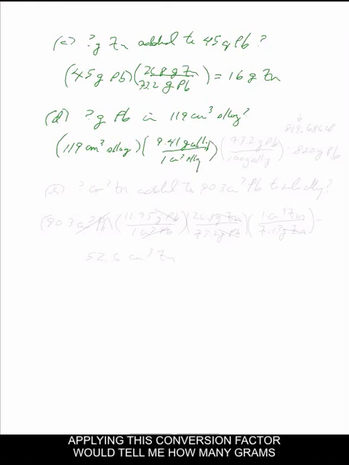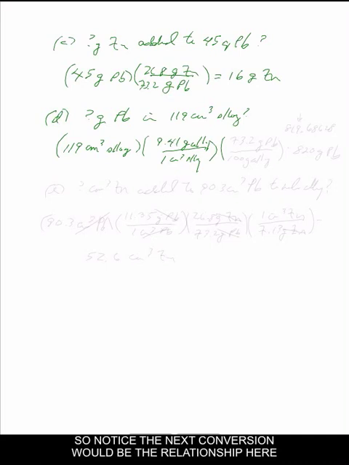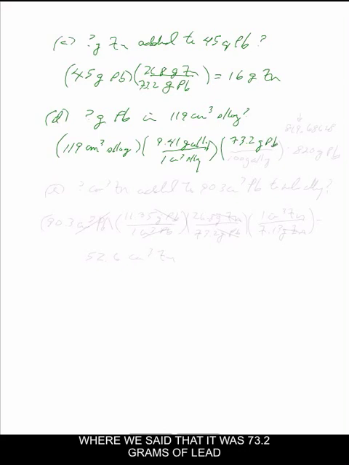Applying this conversion factor would tell me how many grams of alloy 119 cubic centimeters of alloy is. But that's not the question. The question is how many grams of lead. So notice the next conversion would be the relationship that we said, 73.2 grams of lead in 100 grams of alloy. Notice I'm using two conversion factors in tandem to come up with a final answer here, which would be written as 820 grams of lead, which, by the way, is a 3 sig fig number.